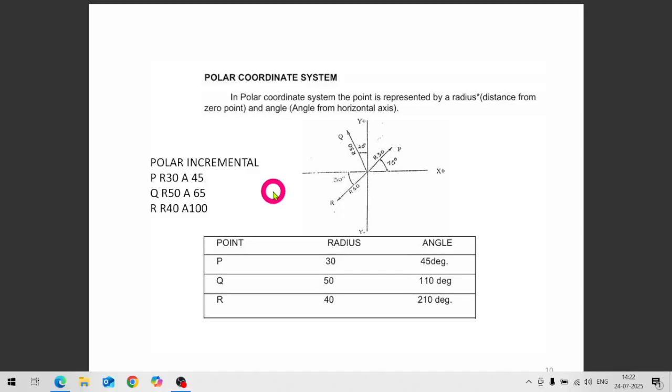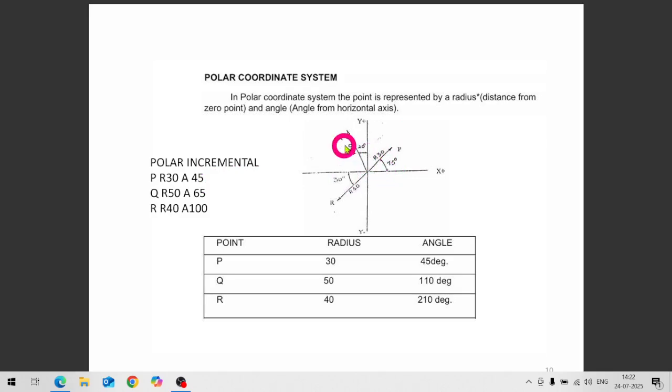If we want to define this in polar incremental mode, so what will happen? First point will remain same because this is our origin, this line. This line is our origin now. So P point is R30 and A45, means radius is 30 and angle is 45. A means angle. Angle is 45 degree.